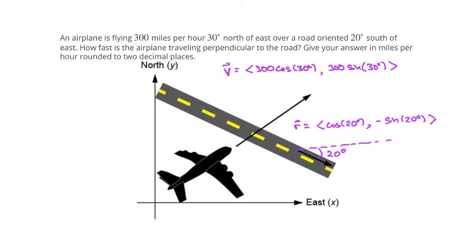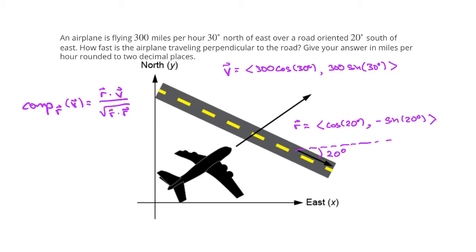And so what we're really asked for in this case, well, we know the magnitude of our velocity vector v, and so one thing that we can do is to find the component of our velocity vector that's in the direction of the road. If we look at the component in the direction of the road of our velocity vector, that's going to be r dotted with v divided by the square root of r dot r.